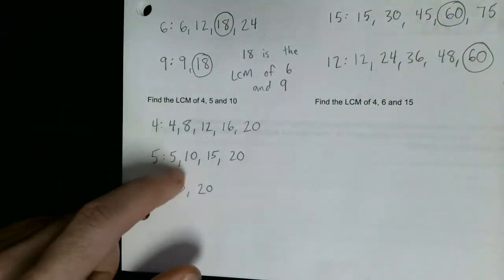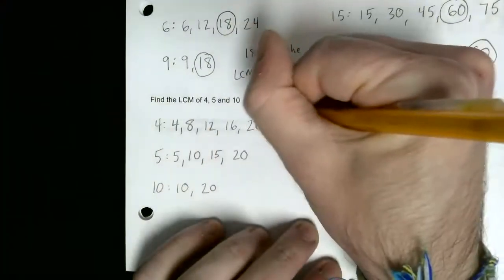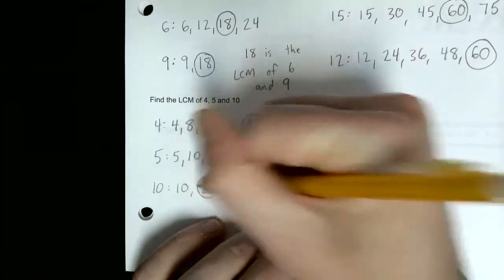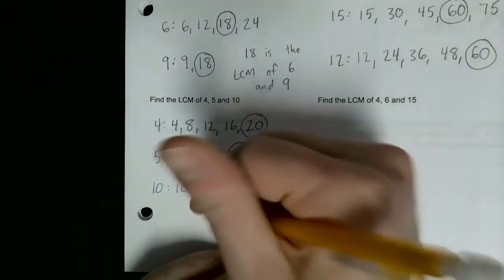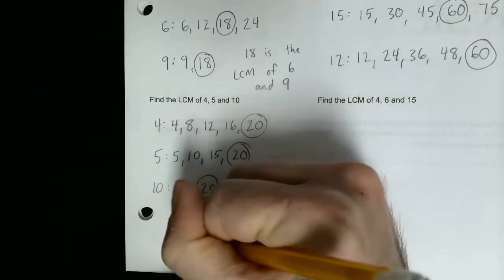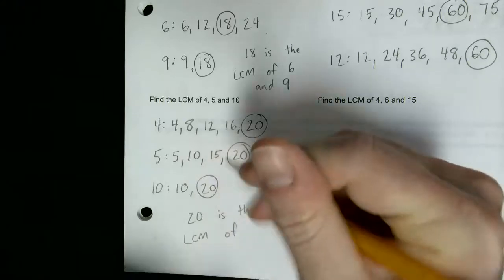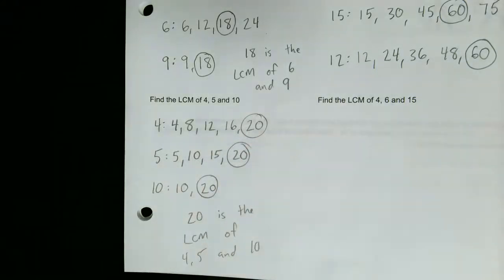Now you can see here 5 and 10 share a 10, but 4 doesn't also have the 10. So we're looking for the number they all have in common. The least common multiple of all 3 of them would be 20. So we'd say 20 is the LCM of 4, 5, and 10.